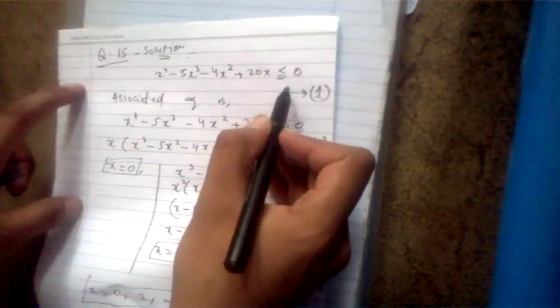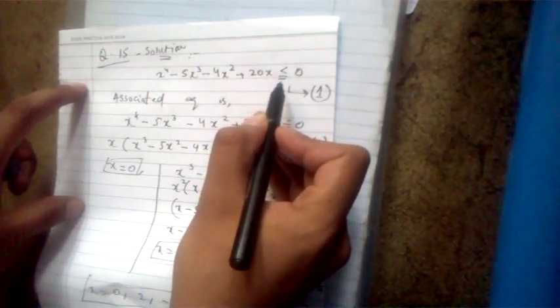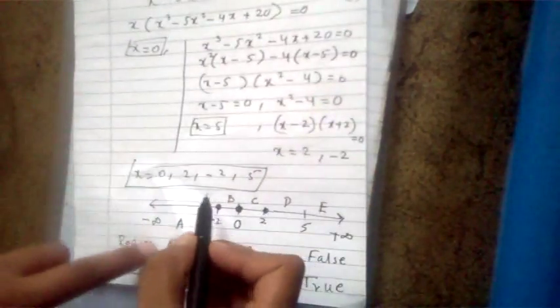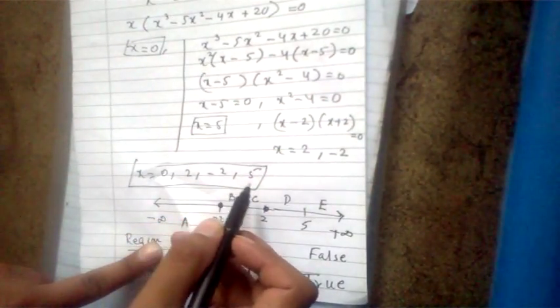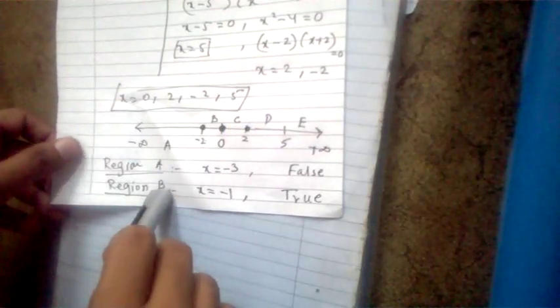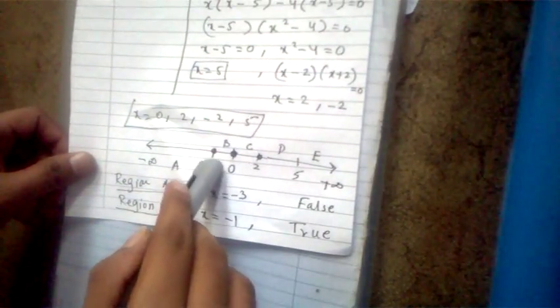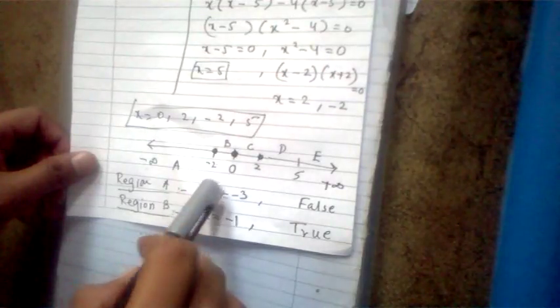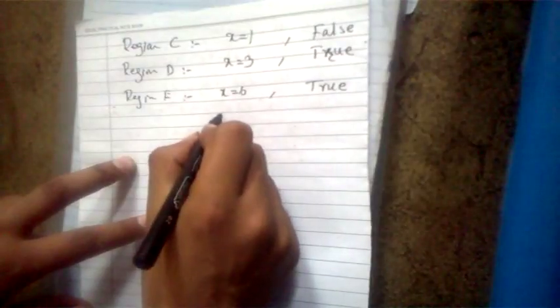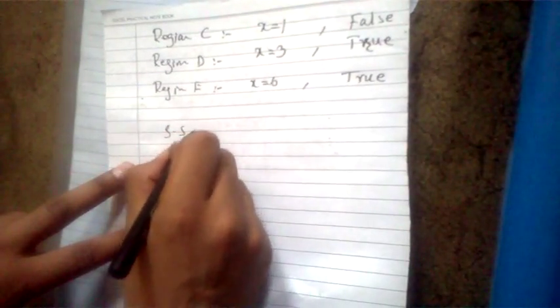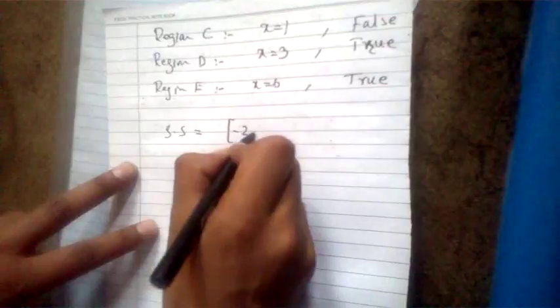Note that your inequality has the symbol of equality. Therefore, all of these boundary points are included in the solution. The first region is region B, and it is from minus 2 to 0, and since minus 2 and 0 are included, therefore we will make use of interval minus 2 is included and 0 is also included, therefore it is a closed interval.